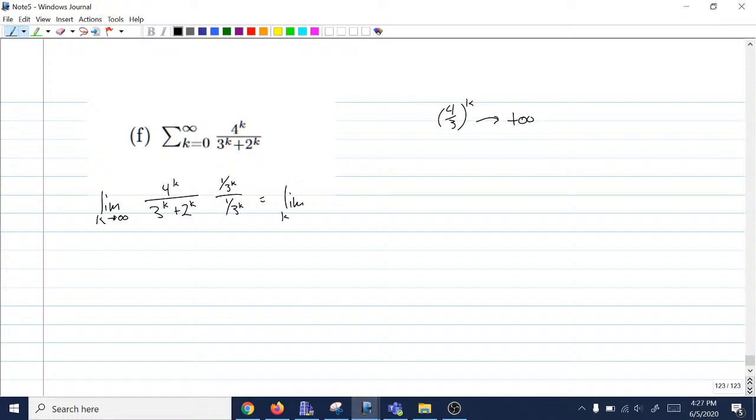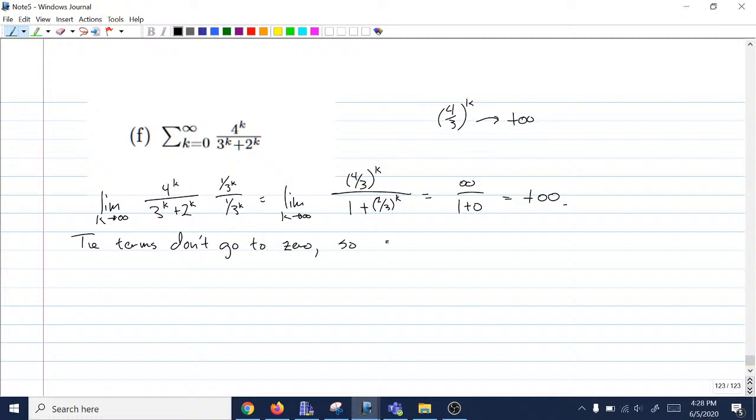I get the limit as k goes to infinity. On top I have 4/3 to the k. On bottom I have 1 plus 2/3 to the k. The top goes to infinity. The bottom goes to 1 plus 0. The limit is plus infinity. The terms don't go to 0. So the series diverges by the divergence test. Yep, that's it.